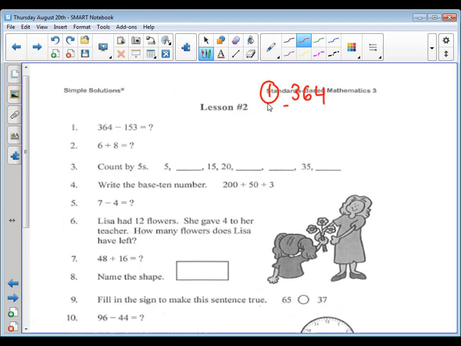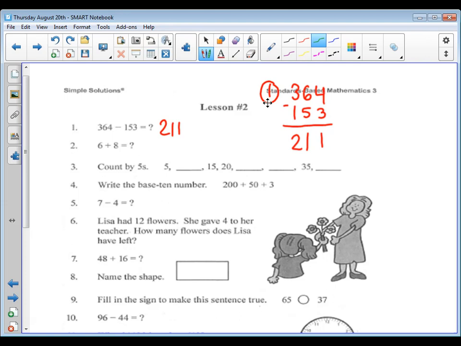364 minus 153. 4 minus 3 is 1. 6 minus 5 is 1. And 3 minus 1 is 2. So I am going to record my answer over here. Again, you have a place where you can record your answers as well.